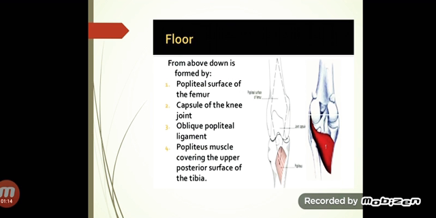Then, floor of the popliteal fossa. From above down it is formed by: first, the popliteal surface of the femur; second, the capsule of the knee joint; third, the oblique popliteal ligament; fourth, the popliteus muscle covering the upper posterior surface of the tibia.